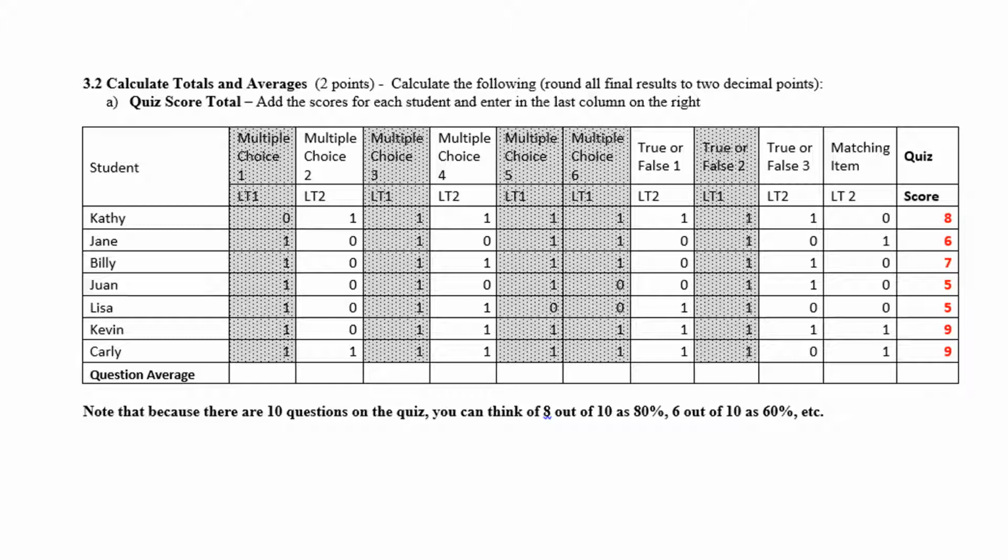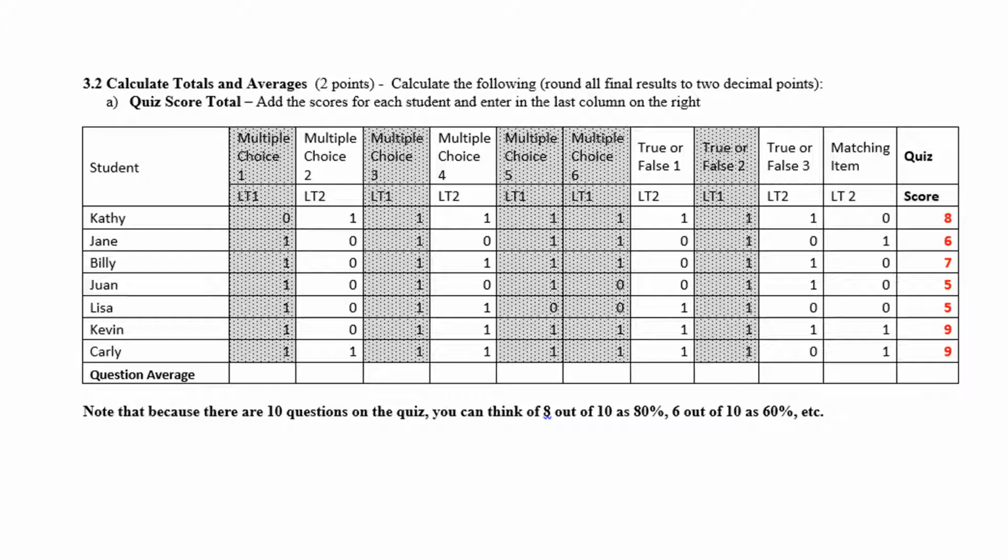Here's how you calculate the quiz score total. Notice the score totals in red. How did we derive those? Well, we simply added the numbers in the row. So Kathy had 1, 2, 3, 4, 5, 6, 7, 8 right. So her score was 8. Jane had 6 right. Billy had 7 right. So this is an easy way to calculate the scores. This would be their grade on the quiz.